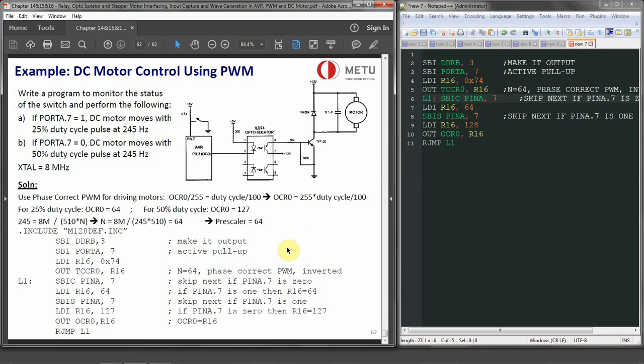So we talked about input capture, waveform generation, relays, motor interfacing, stepper motors, DC motors, and we have seen DC motor control with the PWM function. It was a combination of 3 chapters. I hope it is clear, and if you have any question, please note them down. You can ask me during the QA session, or you can contact me by email.